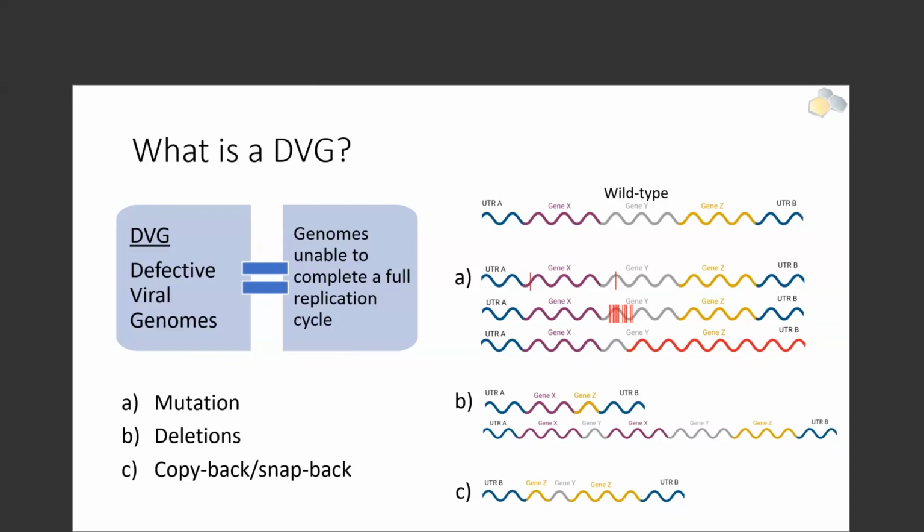And after some recent publications, I think the consensus that the field is coming into is that these are genomes that are practically unable to complete a full replication cycle, and that's why they're defective.